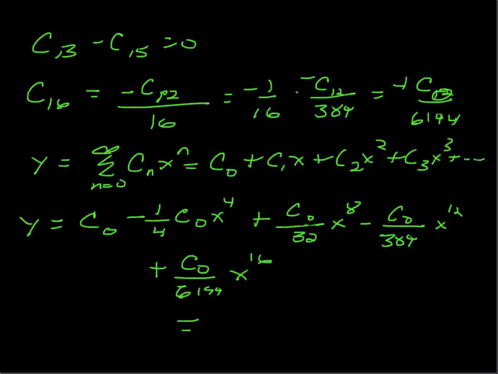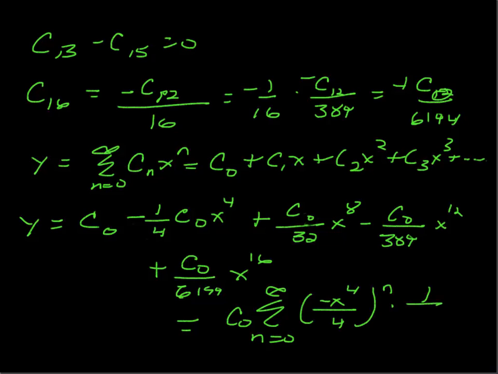If you're curious on what this is as an explicit formula, this was the sum, you could put the C0 up front, of n equals 0 to infinity of negative x to the fourth over 4 to the nth power times 1 over n factorial, if you're curious. But I may just be asking for the first 3 or 4 terms.